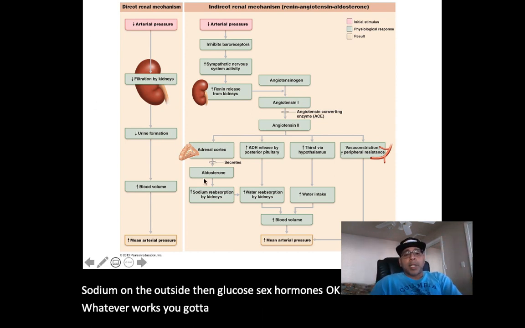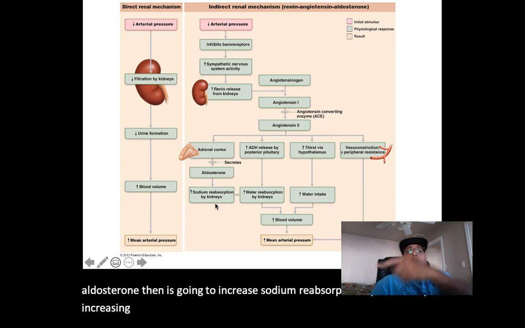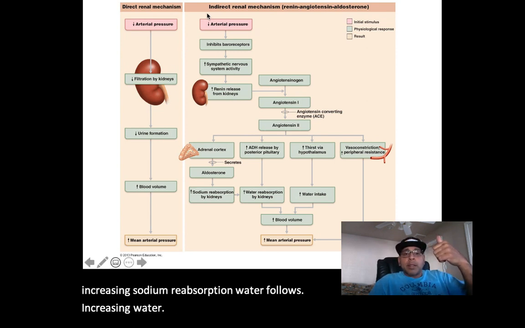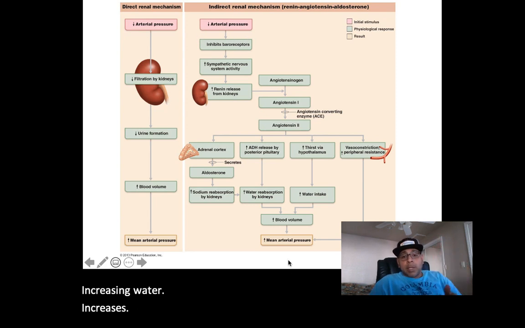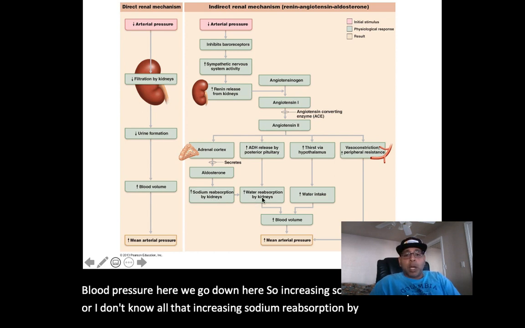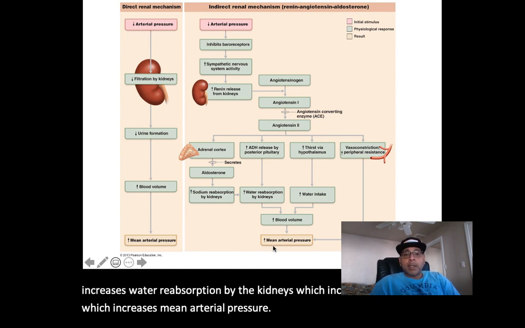So aldosterone gets released. Aldosterone then is going to increase sodium reabsorption by the kidneys. Increasing sodium reabsorption, water follows. Increasing water increases blood pressure. Oh, here we go down here. Increasing sodium reabsorption by the kidneys increases water reabsorption by the kidneys, which increases blood volume, which increases mean arterial pressure. Right under my nose, I didn't see that.